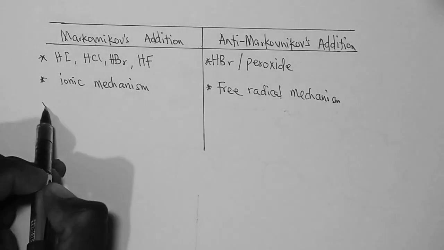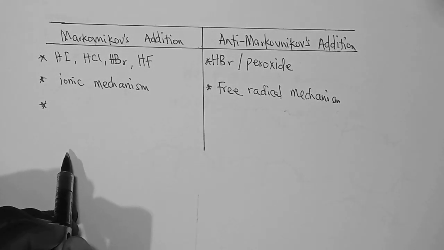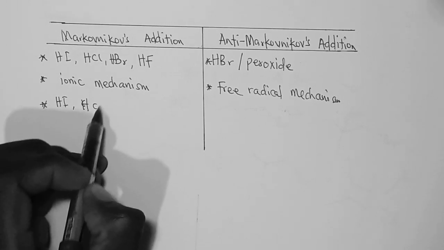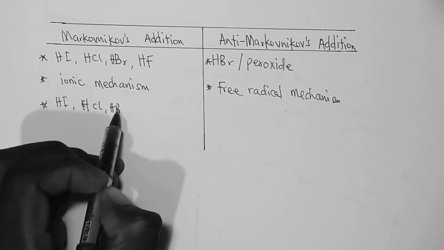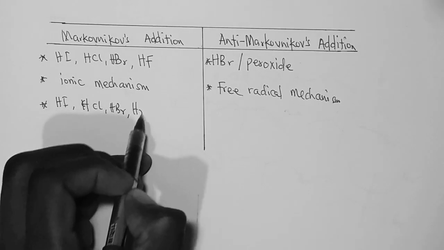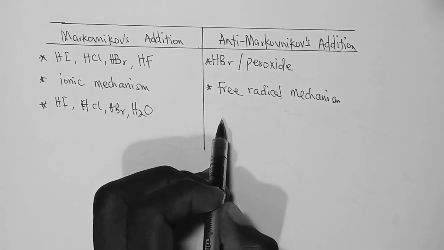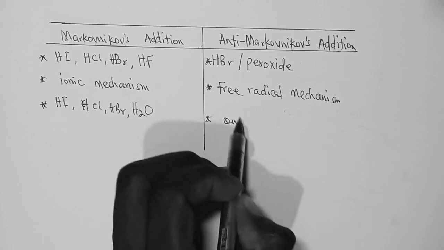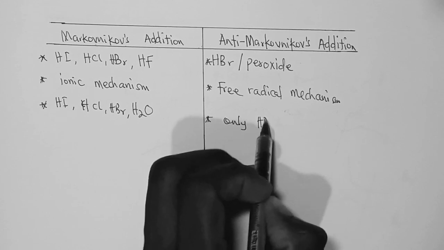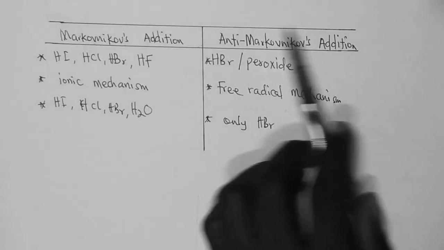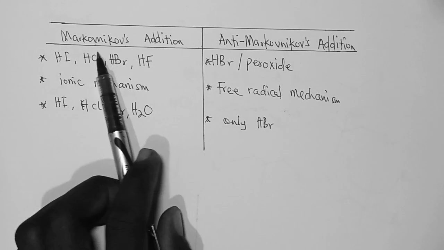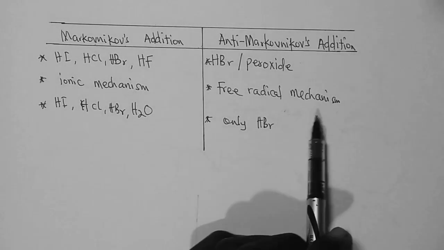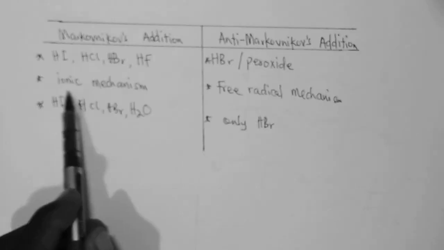Then the last thing is that in the Markovnikov's addition, it can happen with either HI, HCl, HBr, even H2O. But in the anti-Markovnikov addition, it only happens with hydrogen bromide. So therefore, anti-Markovnikov's addition is not a direct opposite of Markovnikov's addition because mainly their reaction pathways are different.